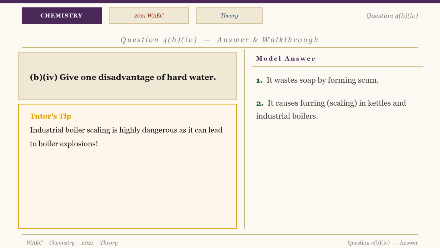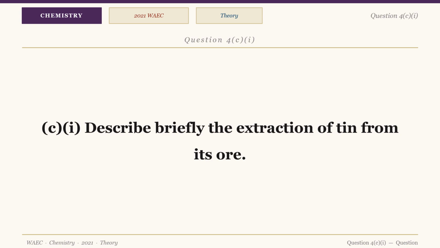So this is due to the accumulation of the insoluble carbonates from calcium and magnesium in temporary hardness. So that can also occur in pipes too. Now let's move to the next one. Tip: industrial boiler scaling is highly dangerous. It can lead to boiler explosions.